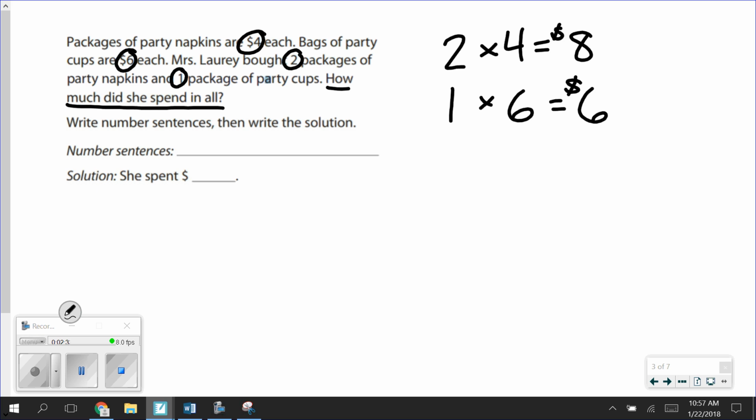So we want to know how much did she spend in all. What operation would I do next? I would add. I would do $8 plus $6 would be $14. So I know that my answer, how much money did she spend in all, would be $14. Okay? Let's try another one.